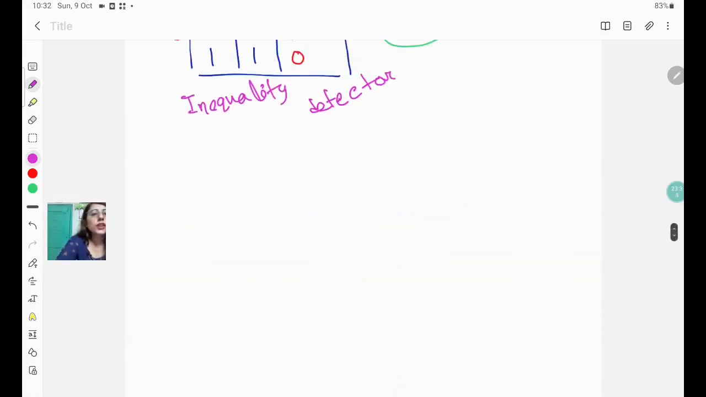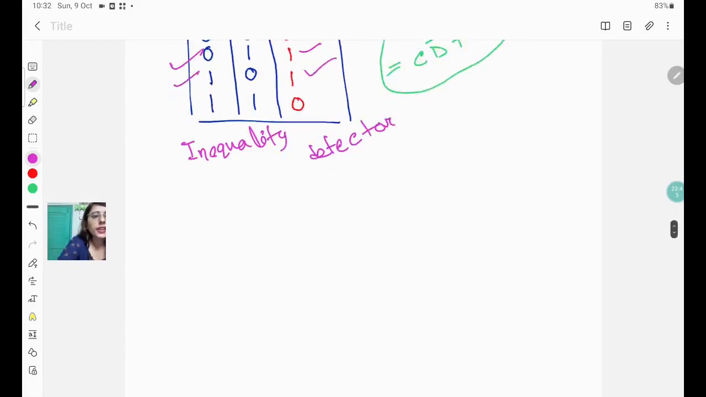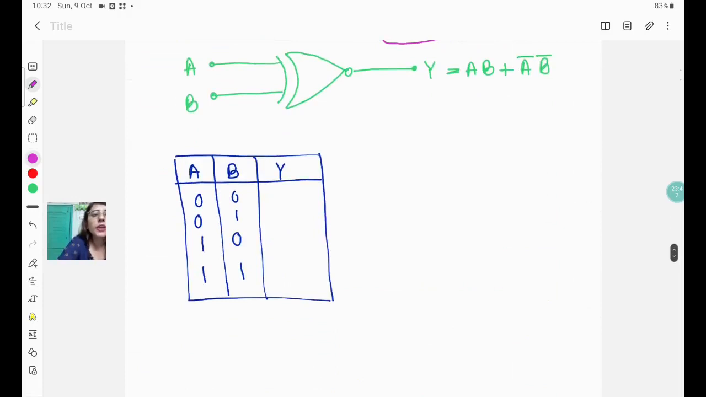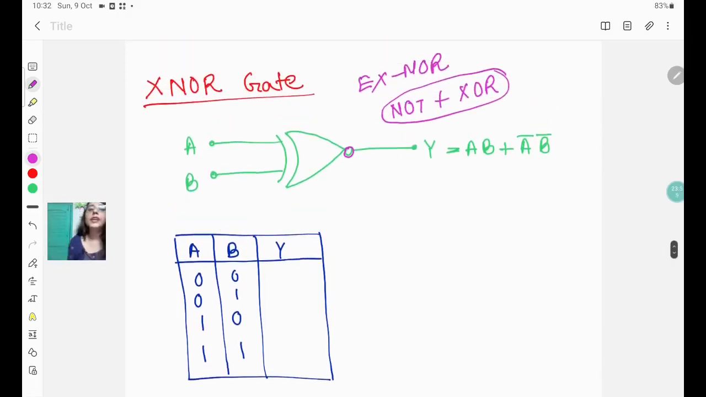Okay, so you can compare the circuit symbols. Here we have no bubble, right? You have a curved line and then an OR gate. This is called XOR. And if you have a curved line and an OR gate plus a bubble, that is a NOT gate with them, in that scenario it will become an XNOR gate. So the Boolean expression of XNOR gate is something like this: AB plus A bar B bar, if A and B are the inputs here.